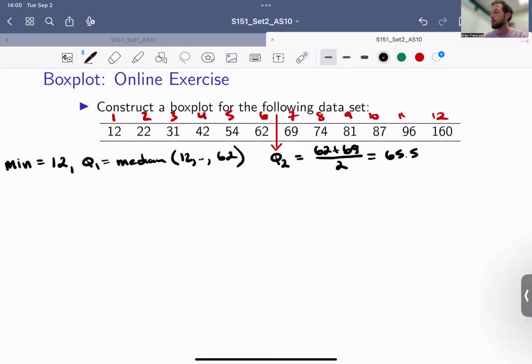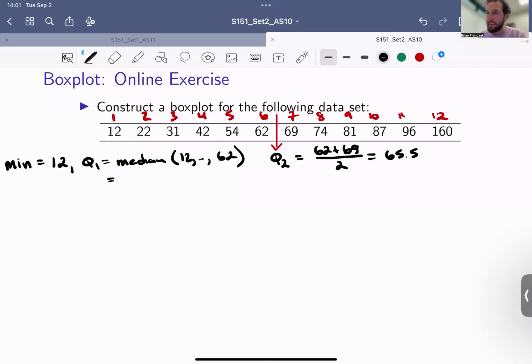If we had an odd numbered valued data set, Q2 would be the middle number, and then we would include it in our median or in our Q1 and Q3 calculations. So there is a bit of nuance here. Okay, so we only want to take the median of the lower half.